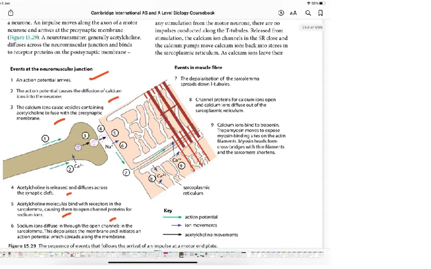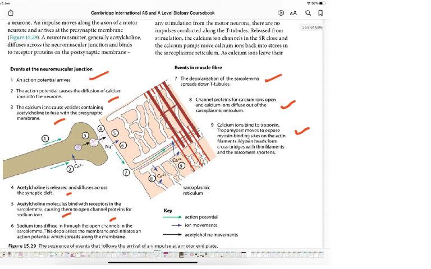Number 7, the depolarization of the sarcolemma spreads down the T-tubule. Number 8, channel proteins for calcium open and calcium ions diffuse out of the sarcoplasmic reticulum. Number 9, calcium ions bind to troponin.